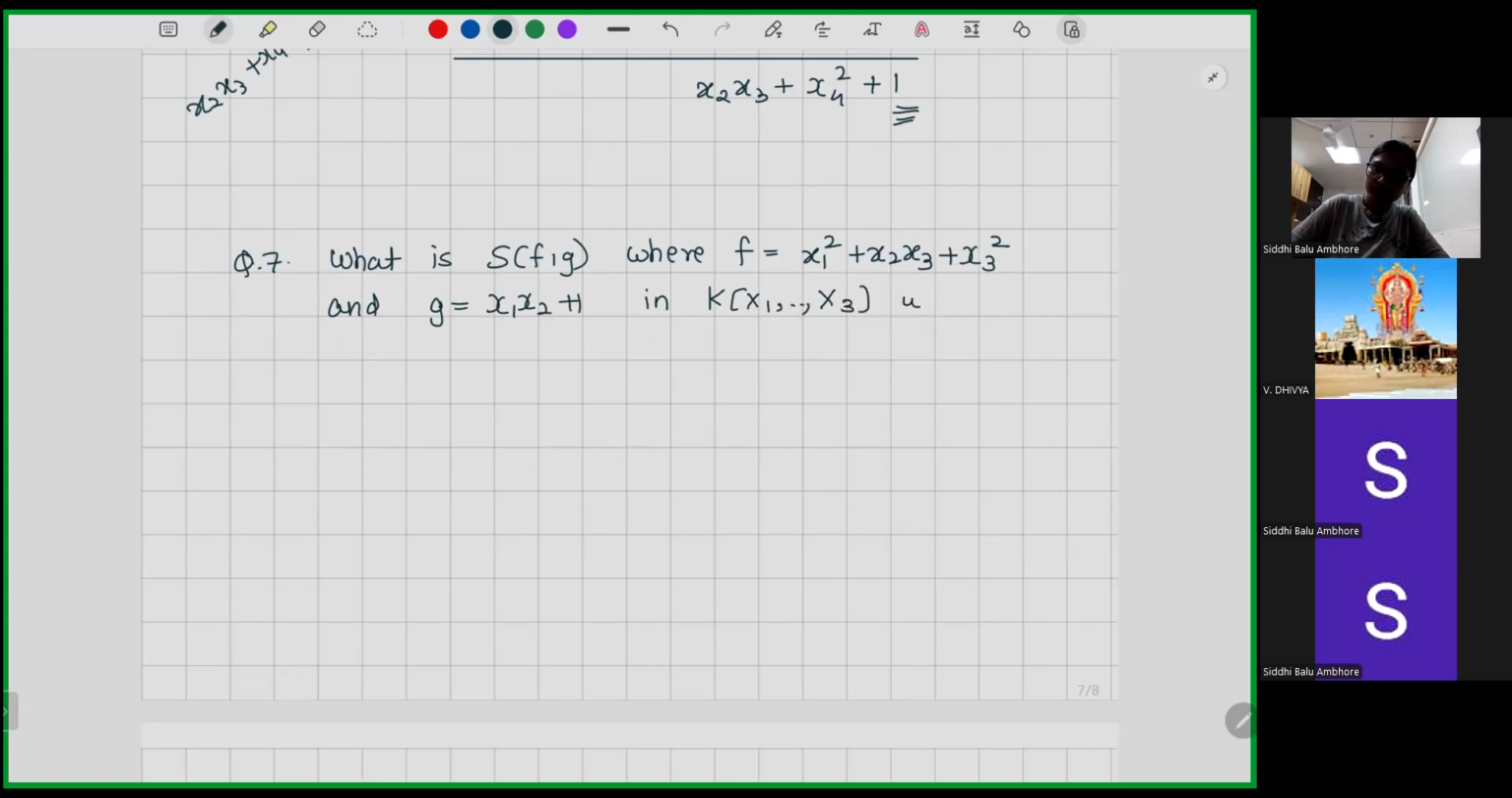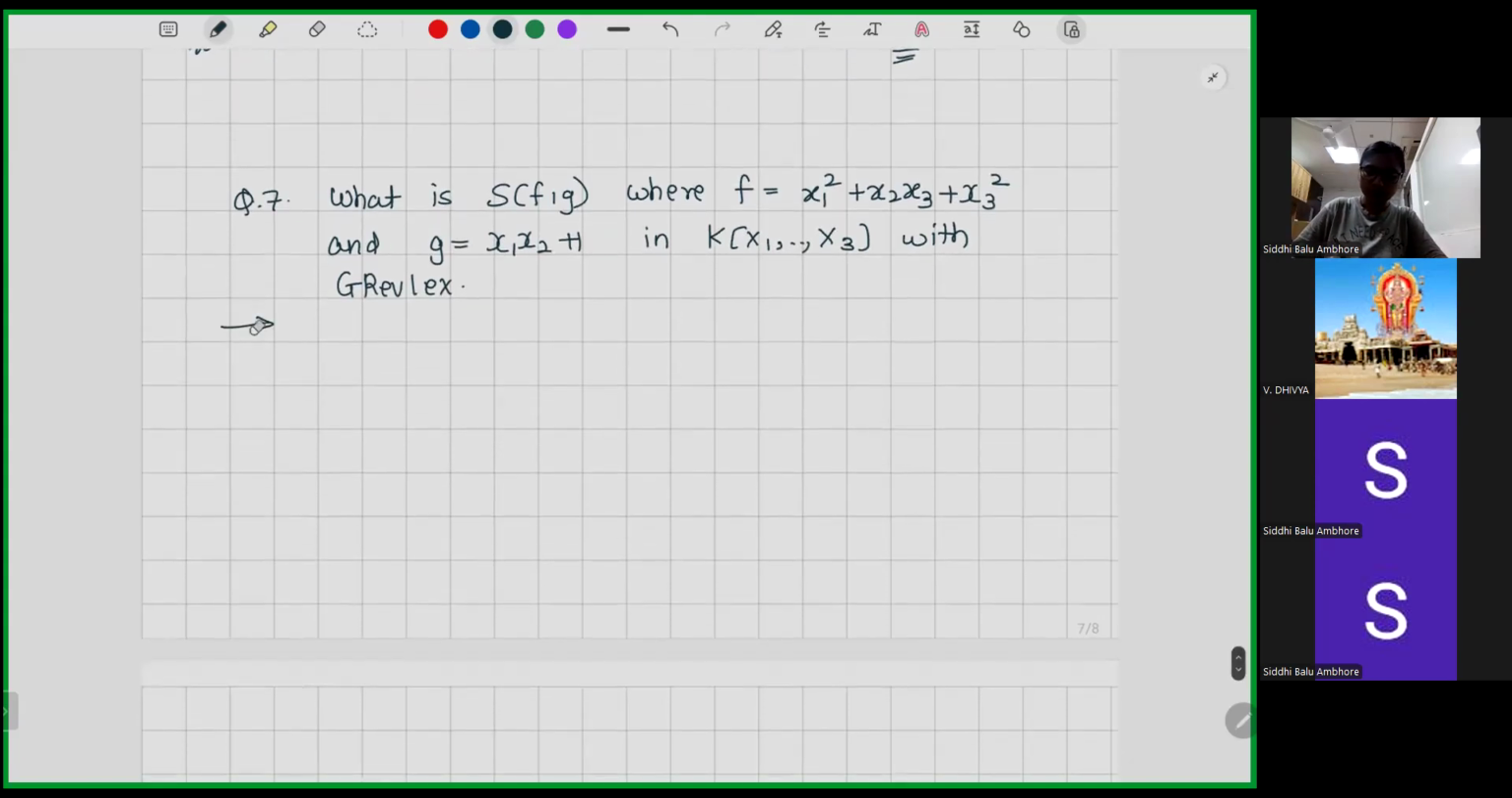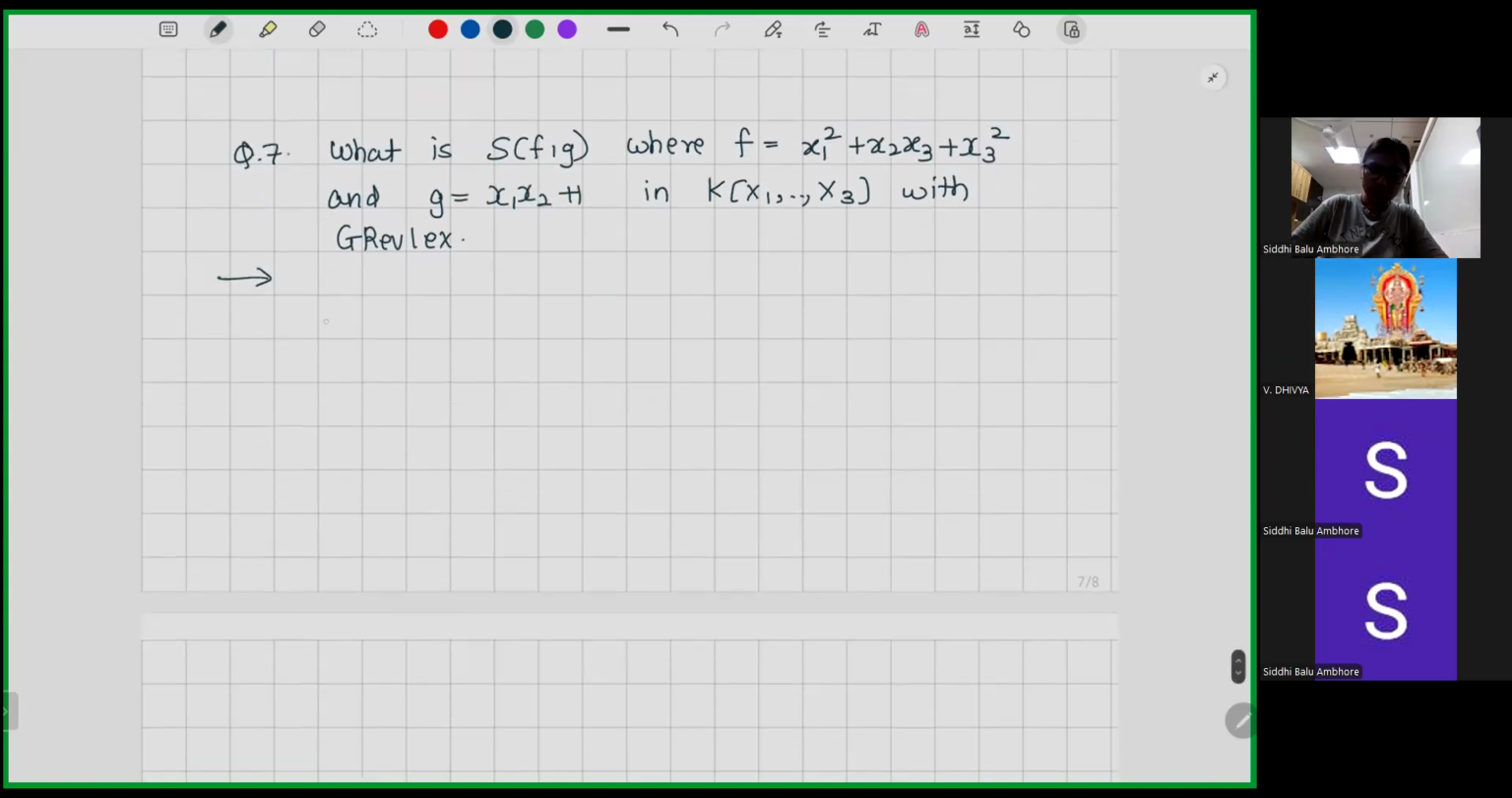with graded reverse lexicographic order. When I say this, I mean it is degree reverse lexicographic order. I hope you still remember the definition of graded reverse lexicographic order. If not, please let me know. I will recall it. And for now, I'm defining what is this S pair.